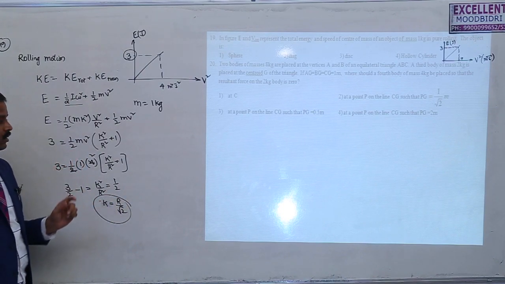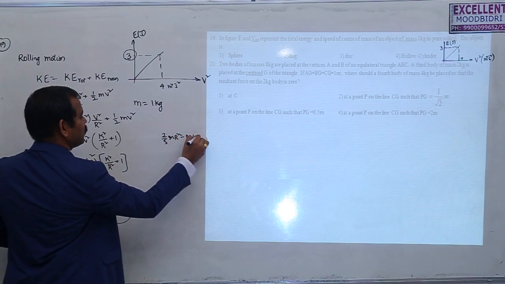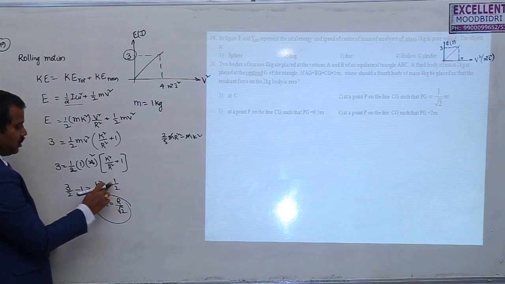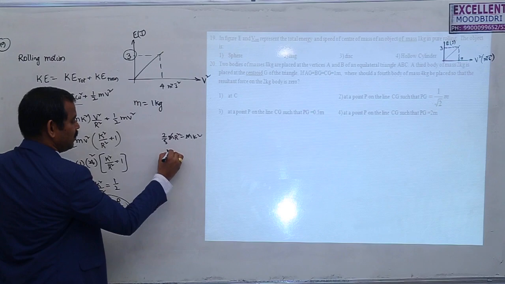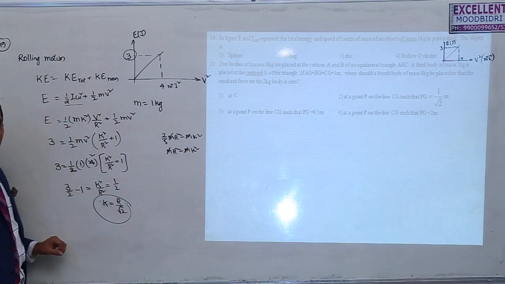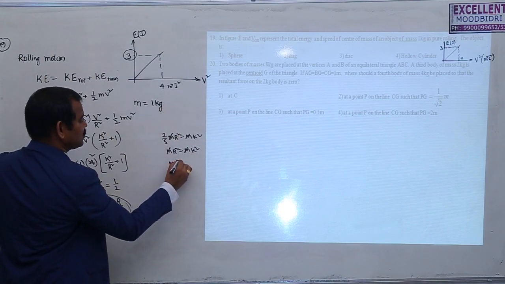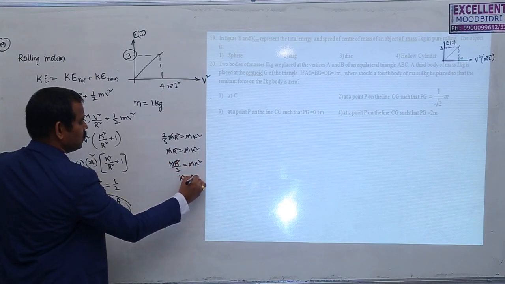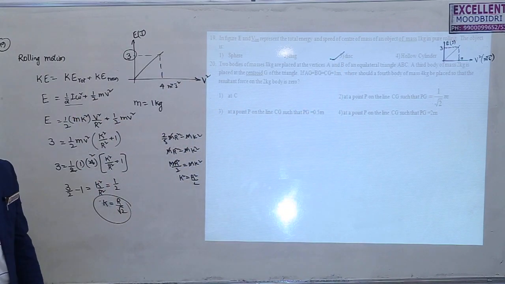So, for sphere, 2 by 5 m r square is equal to m k square. So, k square is equal to 2 r square by 5, but k square is equal to r square by 2 here. So, from this we can say it is not a sphere. For ring, m r square is equal to m k square. So, k square is equal to r square. Third one, for disc, m r square by 2 is equal to m k square. So, k square is equal to r square by 2. So, correct answer is disc here.